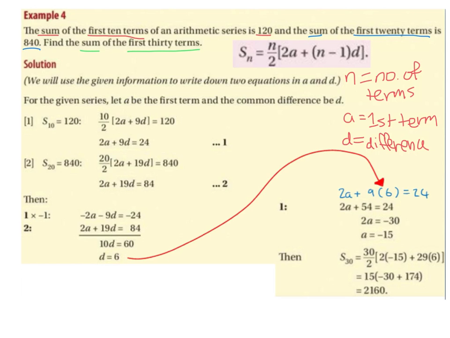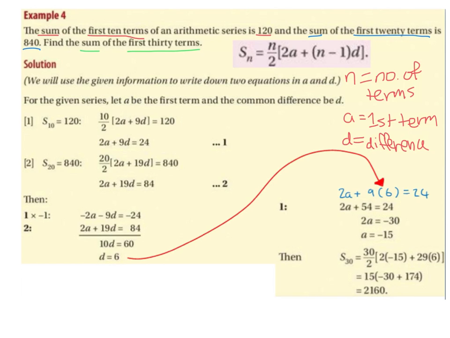So we were told that the sum of the first 10 terms of an arithmetic series is 120. So that's going to be S10 is equal to 120. So we use our formula. We swap the n for 10. The a stays as it is because we don't know what it is. The d stays as it is because we don't know what it is. N minus 1 is going to be 10 minus 1, which is 9, so it's 9d, and that's equal to 120.